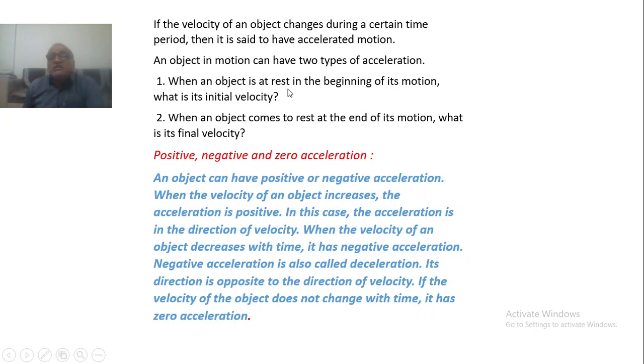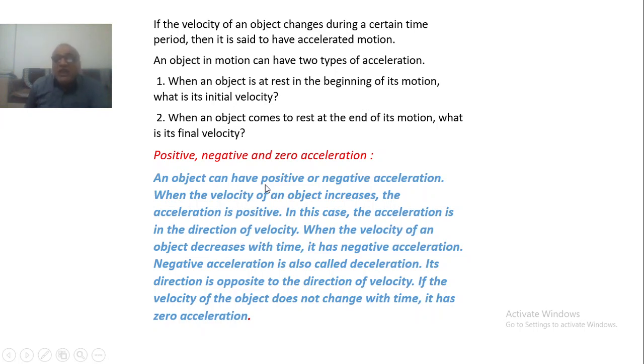When an object is at rest in the beginning, its initial velocity is 0, u is equal to 0. When an object comes to rest at the end of motion, what is the final velocity? It comes to rest, that's why its final velocity v is equal to 0. From this we get the idea of positive, negative and zero acceleration.